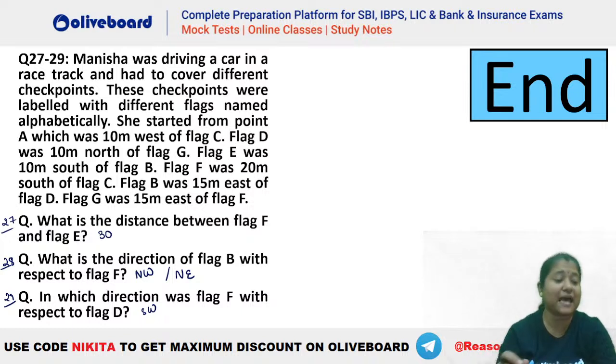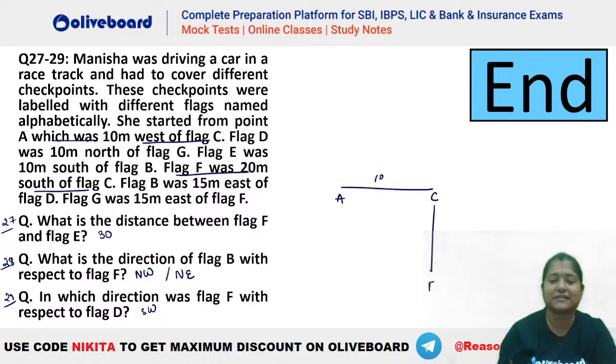Okay. Chalo, let's try it out. Let's draw the diagram here. Let's see. So Manisha is driving a car in a racetrack and has to cover different checkpoints. These checkpoints are labeled with different flags alphabetically. She started from point A, which is 10 meters west of C. So let's say this is your A. This is 10 meters west of C. Okay, something like this. D is 10 meters north of G. E was 10 meters south of B. F is 20 meters south of C, right? We can draw F here. So F is 20 meters south of C. Let's say this is F and this is your 20 meters, something like this.